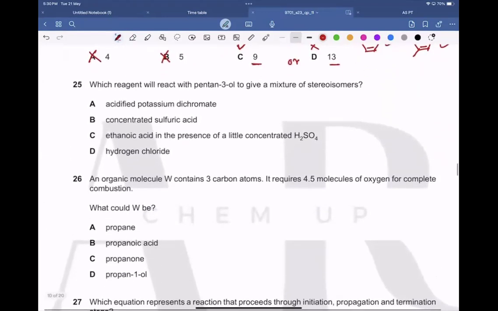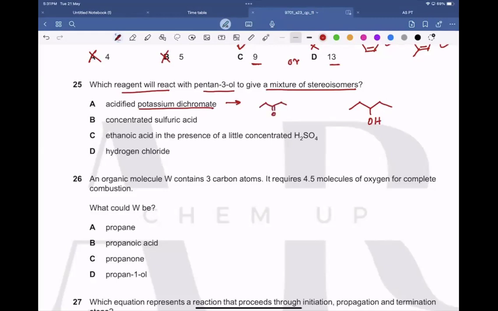Okay, now question number 25. Which reagent will react with pentan-3-ol to give a mixture of stereoisomers? Okay, pentan-3-ol. So see 1, 2, 3, 4, 5, and over here we got the OH. With acidified potassium dichromate, it is going to convert it into a ketone, and ketone is a planar carbon. In this reaction, this will form this, and in this way, it doesn't show you the stereoisomer, right? So A can be a wrong answer.